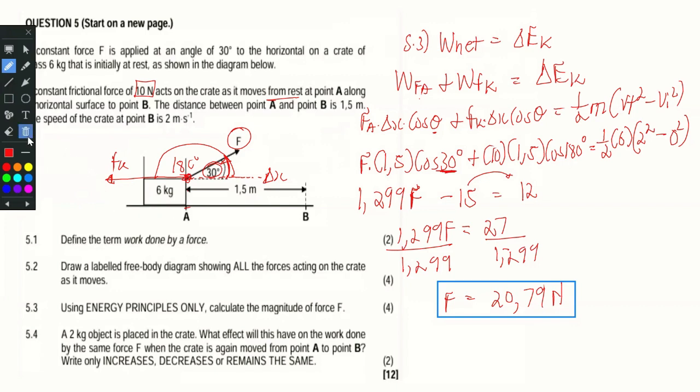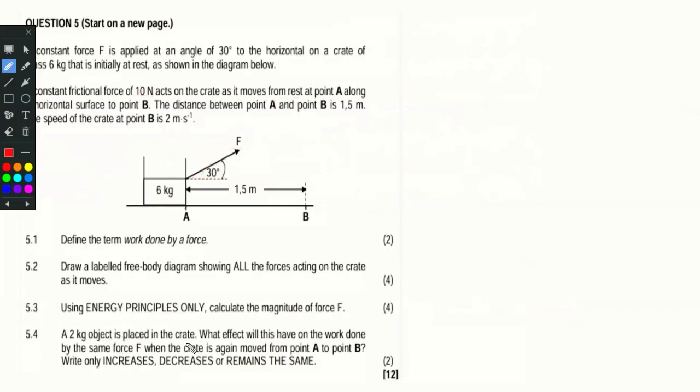Then 5.4, a 2 kg object is placed in the crate. What effect will this have on the work done by the same force F when the crate is again moved from point A to point B? Only increase, decrease, or remain the same. So a 2 kg block is placed in the crate, so that means they are adding on to the mass of this one.